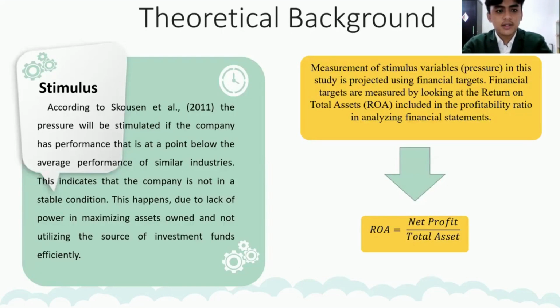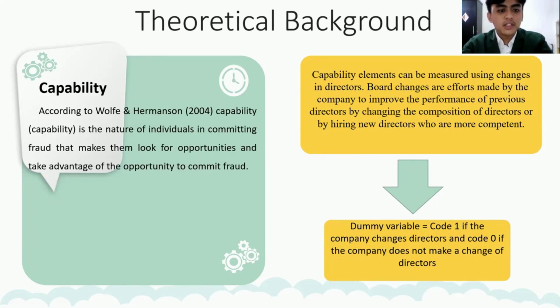This is my theoretical background about stimulus. Stimulus is the pressure that will be stimulated if the company has performance that is below the average of similar industry. And to measure the stimulus variable, I'm using ROA, net profit divided by total asset. Capability, number 2: according to Wolfe and Hermanson, capability is the nature of an individual in committing fraud that makes them look for opportunities and take advantage of the opportunity to commit fraud. I'm using change of director to measure the capability element, using a dummy variable, code 1 if the company changes the director, and code 0 if the company doesn't.